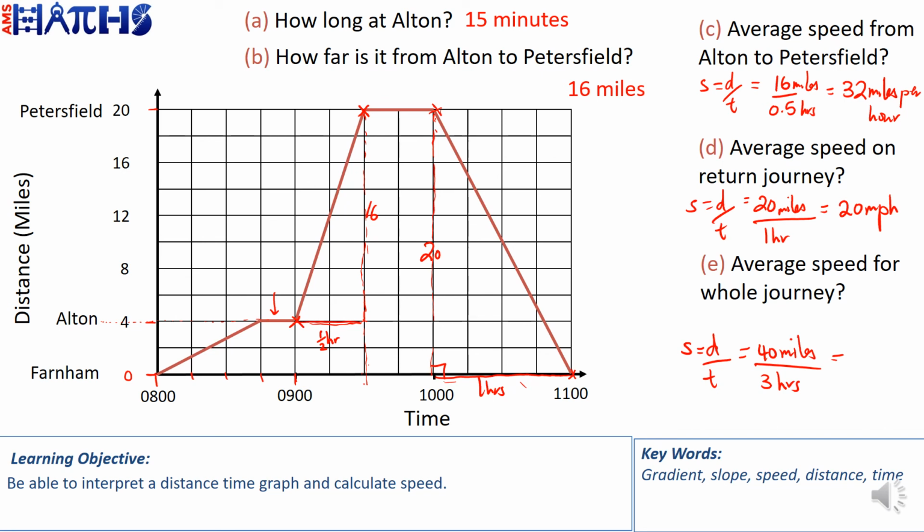So we'll divide 40 by 3, and we're going to get 13.3 miles per hour when I round it to 1 decimal place.